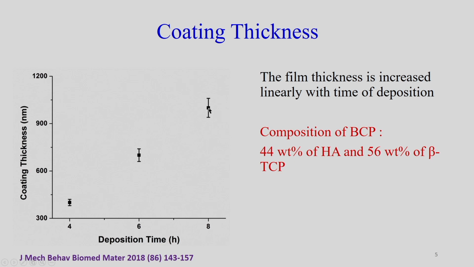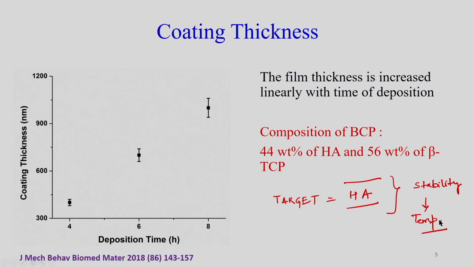about 1100 nanometer thickness. Now, apart from the thickness, although our target was HA, during the deposition, as we discussed, the stability is a concern because of the temperature. So, along with the HA, the beta TCP phase was also formed, that is why we call it a biphasic calcium phosphate, and this deposited film was analyzed by XRD.